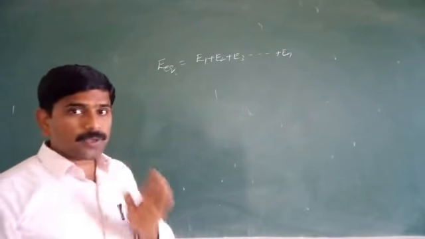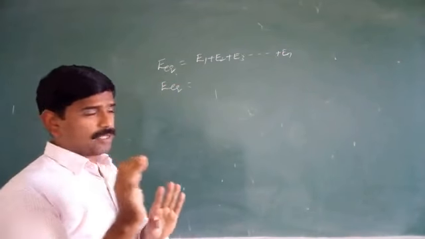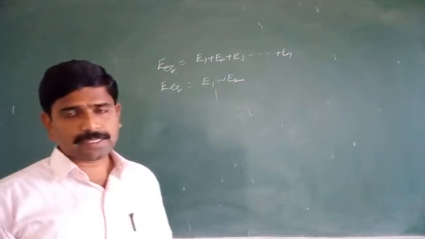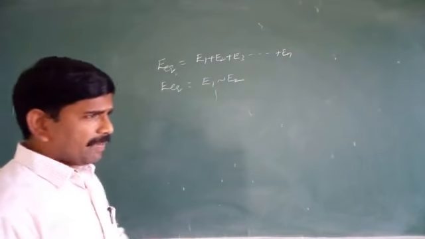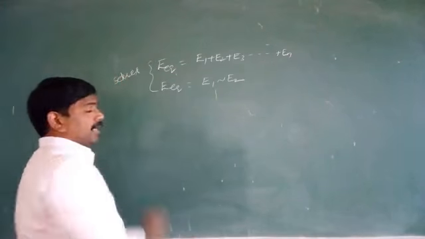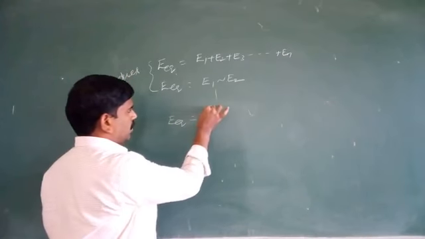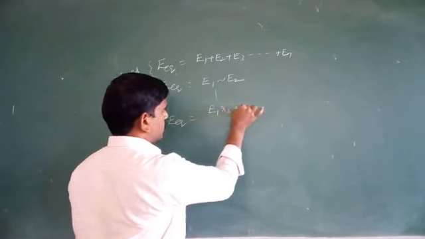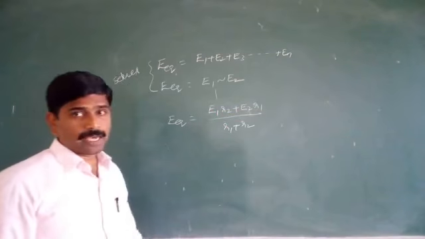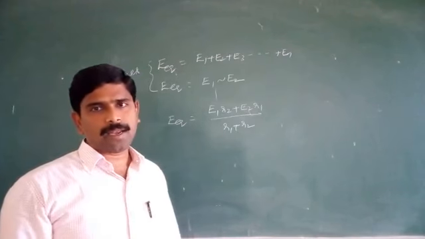In the opposing manner, in case of two cells, E equivalent is equal to E1 minus E2. That is for the series combination. In case of the parallel combination of these cells, E equivalent is equal to (E1 R2 plus E2 R1) by (R1 plus R2). This is the equivalent EMF when two cells are connected in parallel.